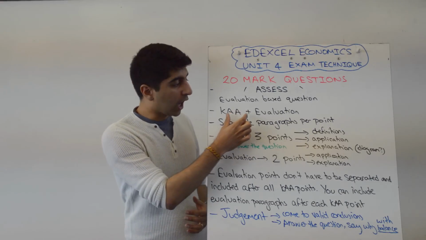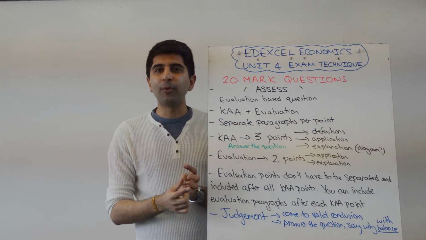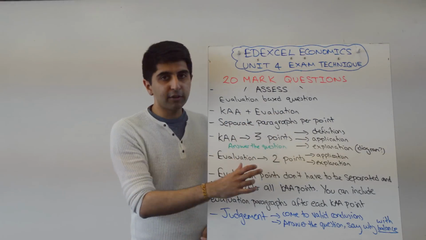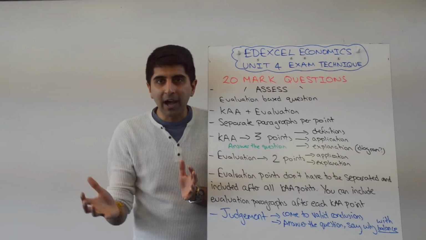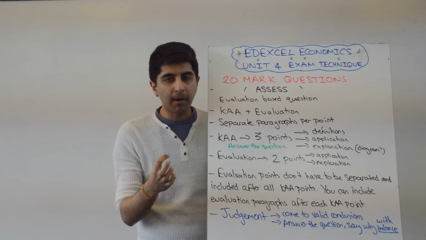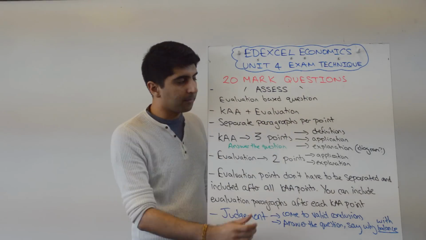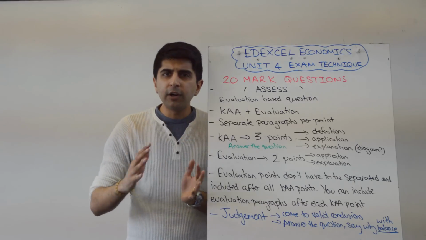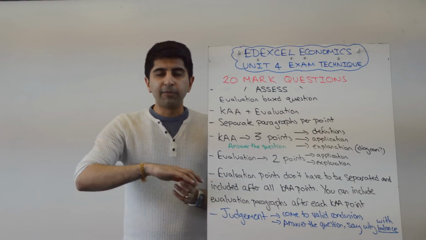You get marks for CAR points, i.e. your on the one hand points in answering the question. You get marks for your evaluation points, on the other hand points. For a 20-mark question, you'll get 14 marks for your CAR points, 6 marks for your evaluation points. Don't worry too much about the marks, focus more on the structure.